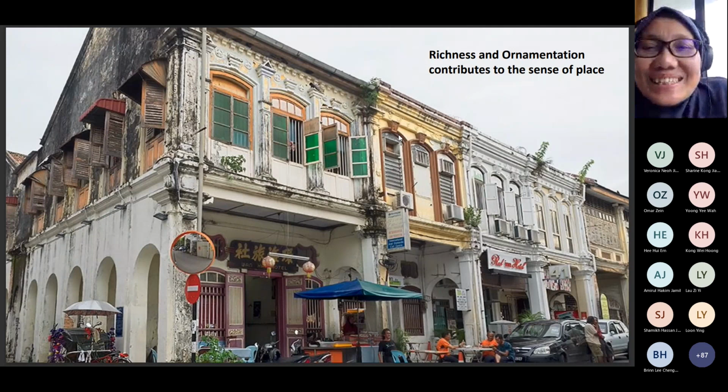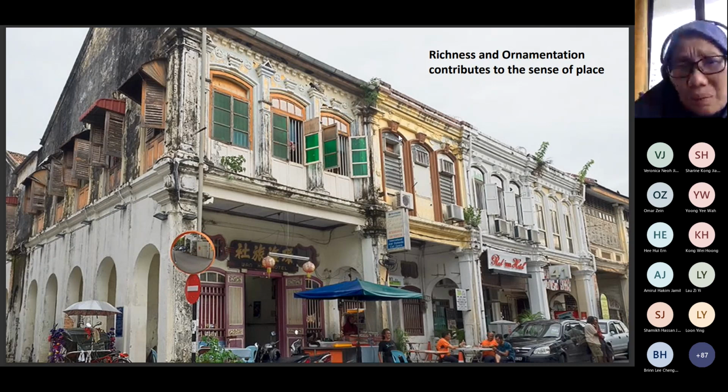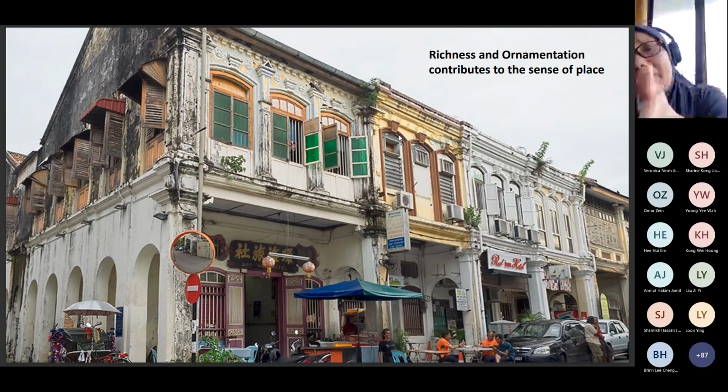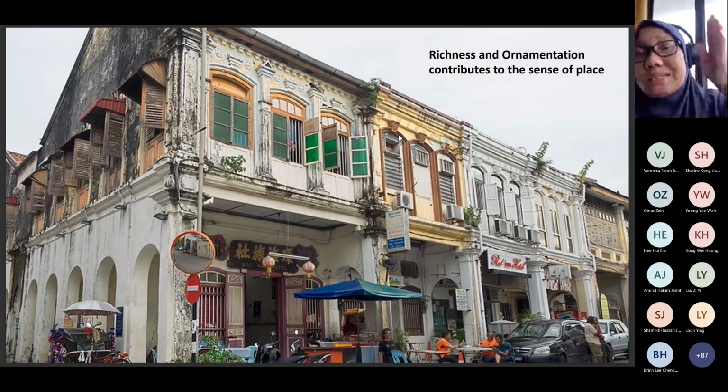Okay, so richness and ornamentation contributes to the sense. So you can see, in the old shop houses, in the old townscape in the past, every building has its own individual design, and yet they are linked to each other as a whole. So this is what we call diversity within unity, uniformity.